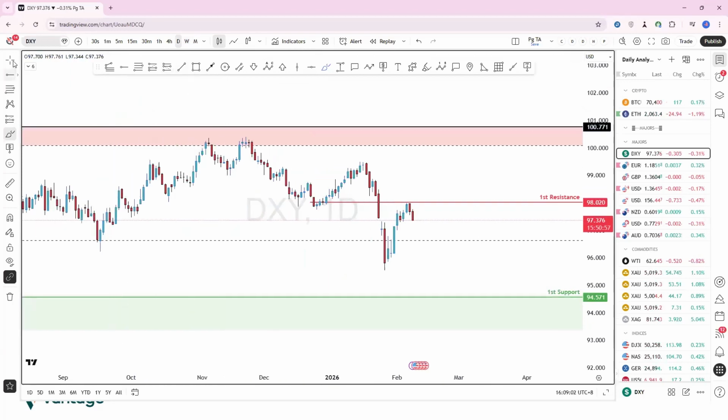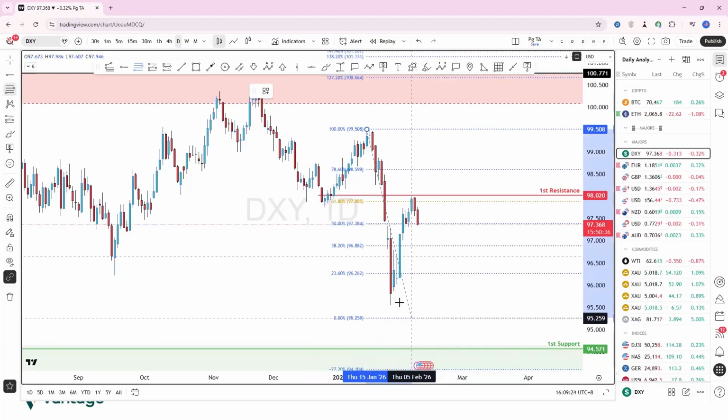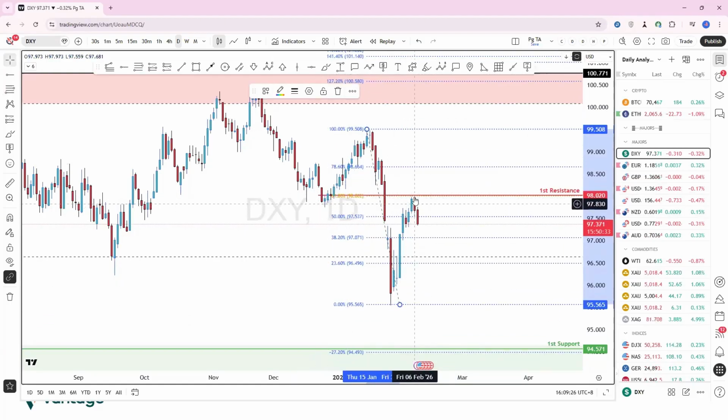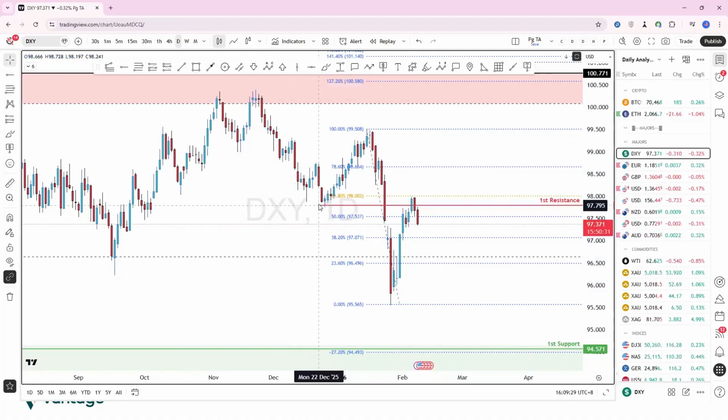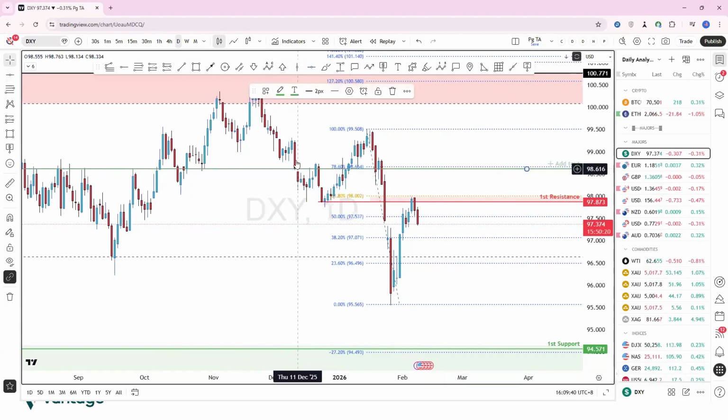Now we're going to zoom into the D1. You can see that on the D1 time frame, the dollar is falling. That may be the reason gold is rising, but right now gold is also at the support level, which is 5,000, and the dollar is also at the resistance. Negative correlation. On the weekly you see 50%, but on the D1 it's going to be somewhere here, and then you highlight the zone. The second resistance is here.